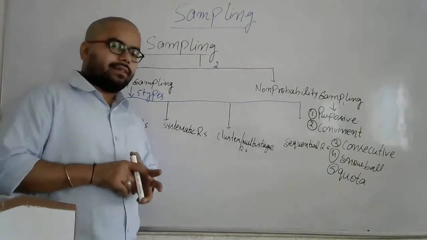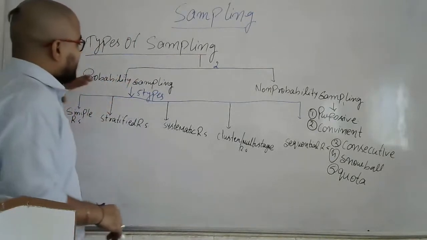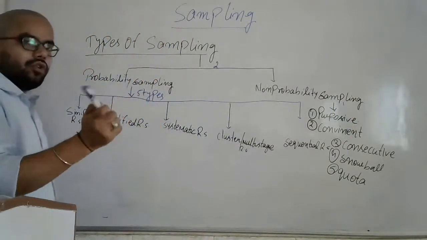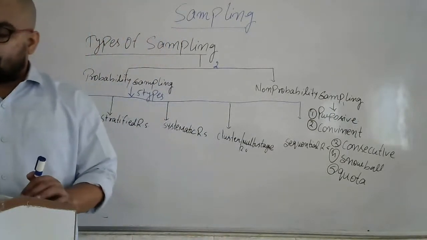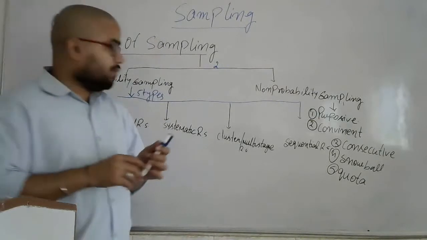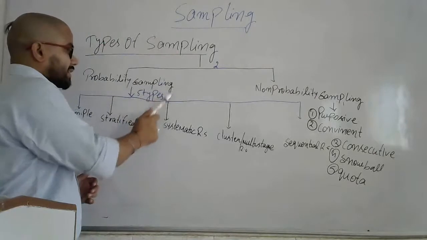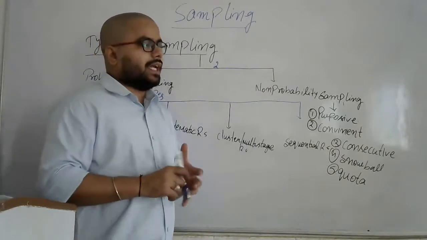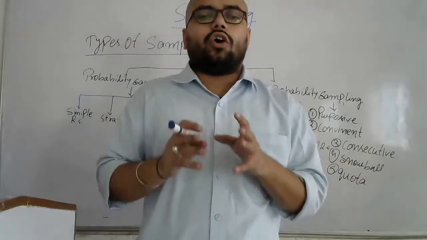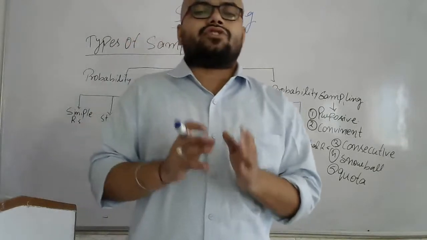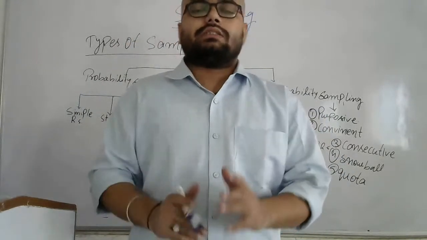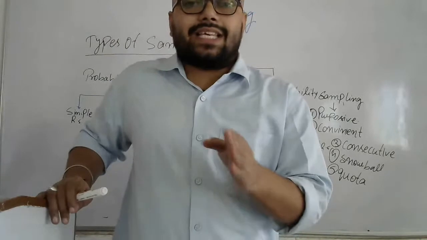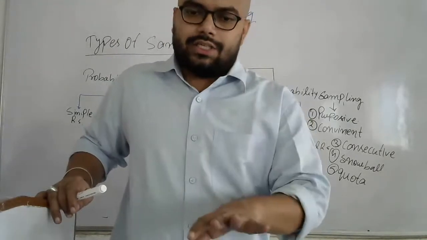In sampling techniques there are two types: the first is probability, the second is non-probability. Probability sampling technique is based on the theory of probability. According to the theory of probability, there is random selection of the subject or random selection of the sample from the target population. Then it is known as probability sampling. In this condition, every subject has an equal chance of being selected for the research study.